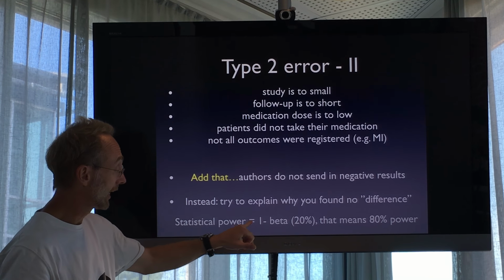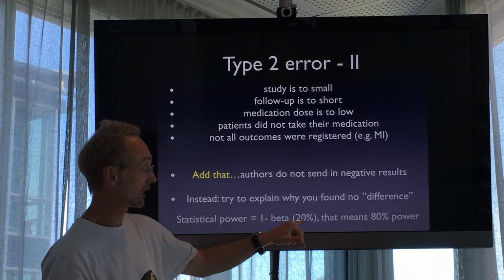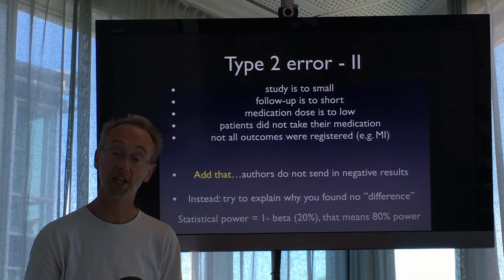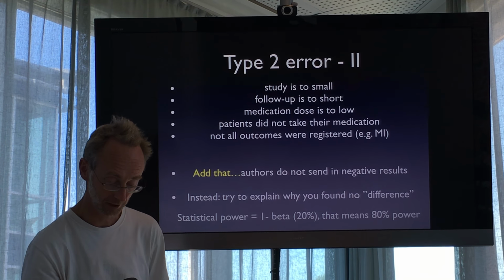Statistical power is 1 minus beta, the risk of type 2 errors, 20%. And that means that most studies have and should have an 80% power to detect a difference.